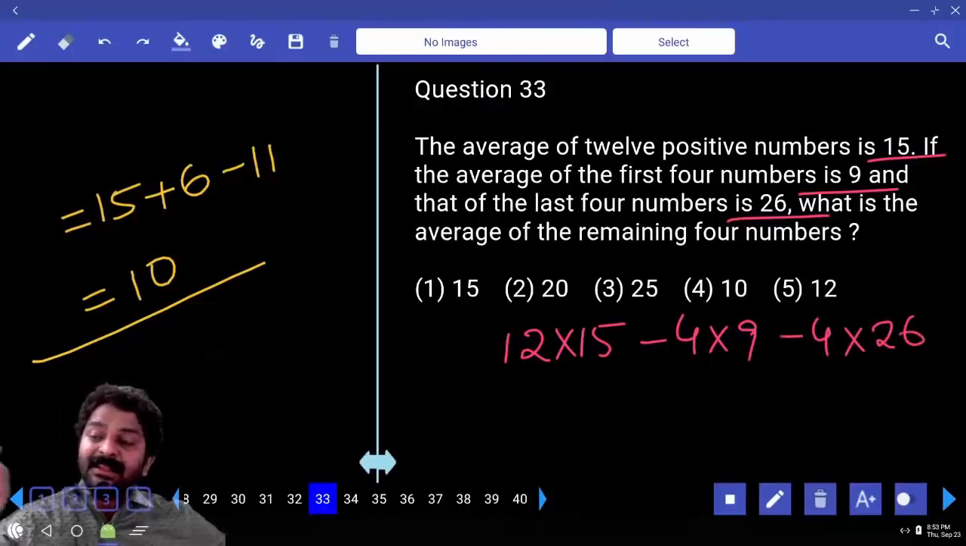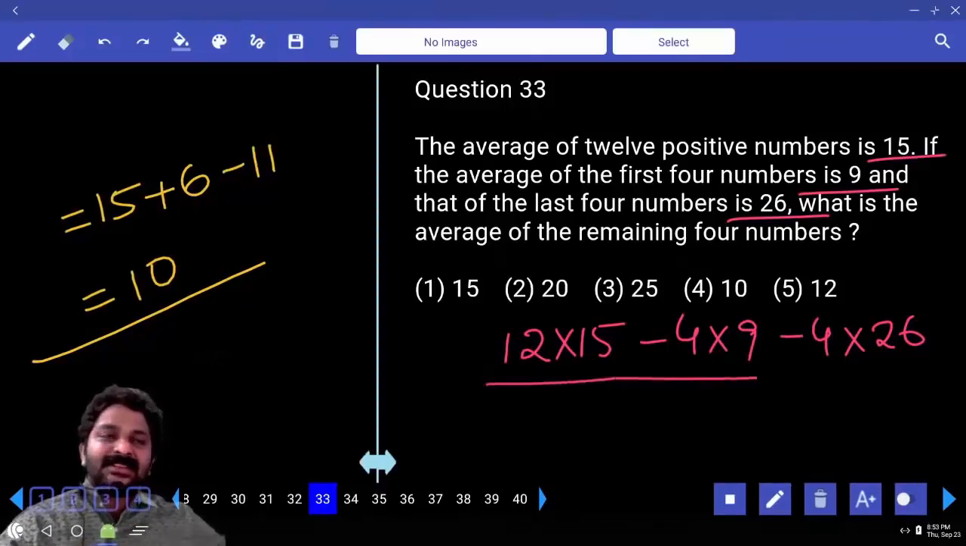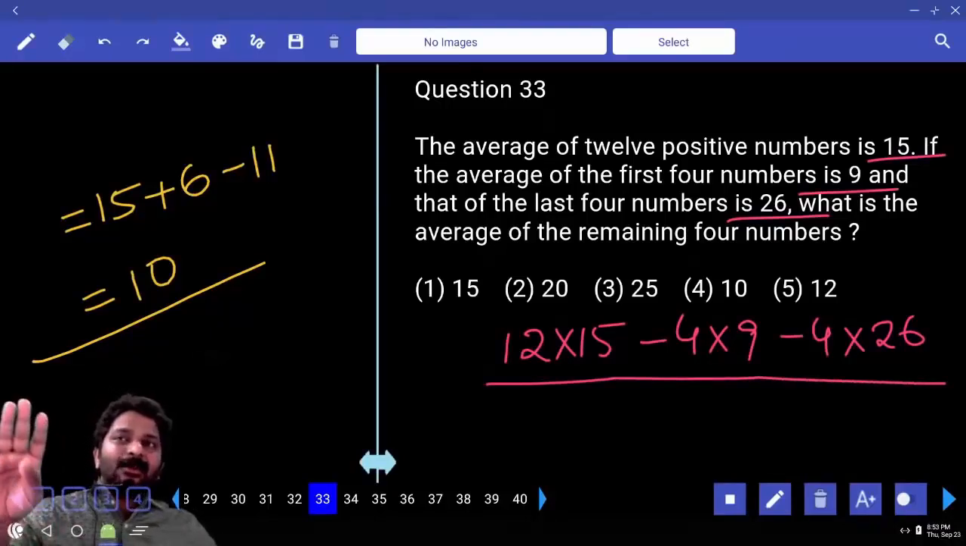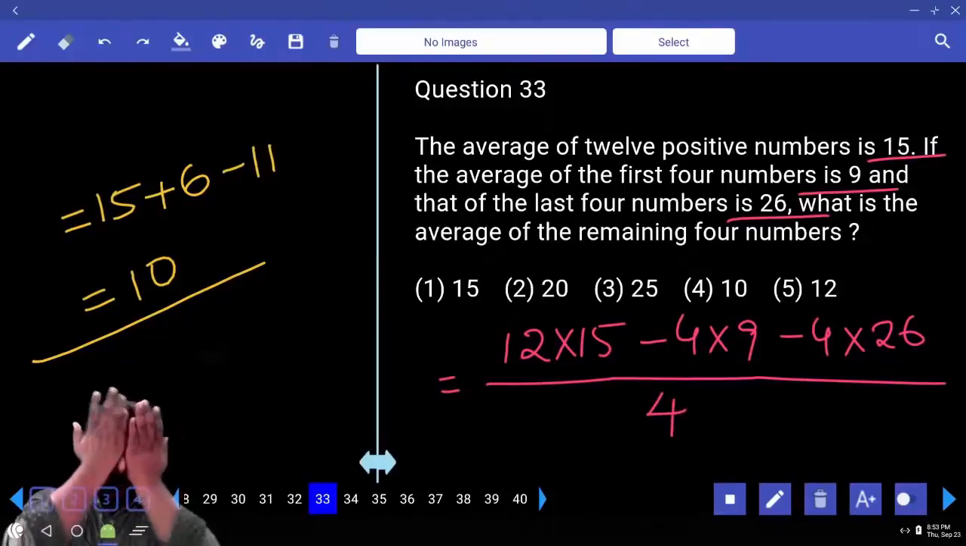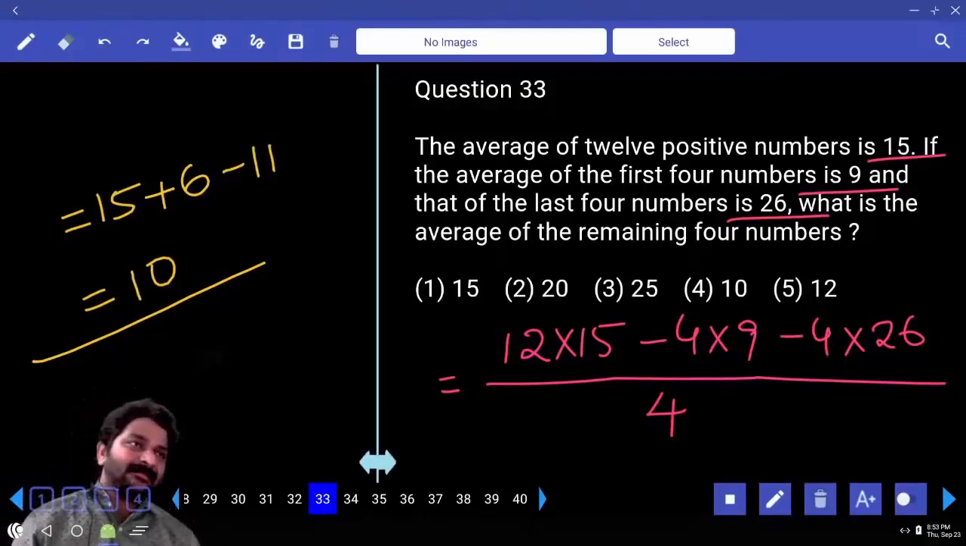We are subtracting even the last 4 numbers' sum also. 12 numbers minus first 4 numbers minus last 4 numbers. Then that will give you the sum of the middle 4 numbers only. Now we want to calculate the average, that is divided by 4. If you calculate this, then you will get your answer.